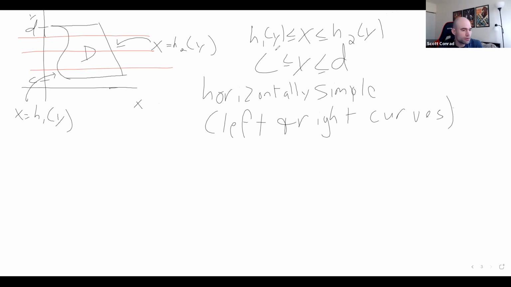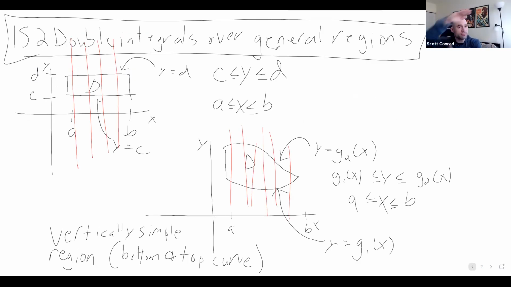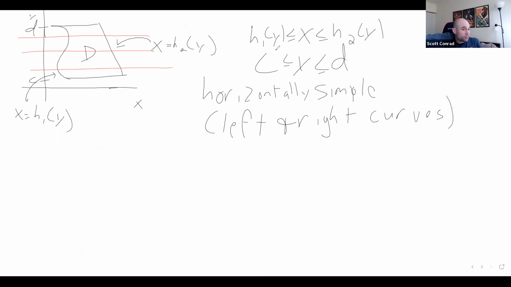Okay, so does this make sense so far? Any questions about these two types of regions? So we have the vertically simple region, where our region has a definite top and bottom curve. Those are going to be y is equal to some function of x, and then we just say x goes from some number to some number. And then the other type of region is where there's a definite left curve and a definite right curve. So the left is x is a function of y, the right is x is some other function of y, and then y goes from some number to some number.